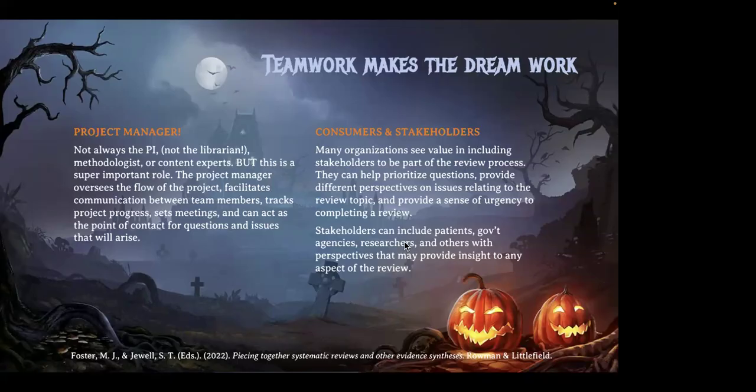Okay, next up you have consumers and stakeholders, which you don't always have as part of the review process, but many organizations value having stakeholders to push a systematic review project to being published. They might have a say in the types of questions that should be asked for a systematic review. They have perspectives. And often if you have a consumer or stakeholder or an organization that is backing a systematic review, there is more of a sense of urgency and often success in getting something published.